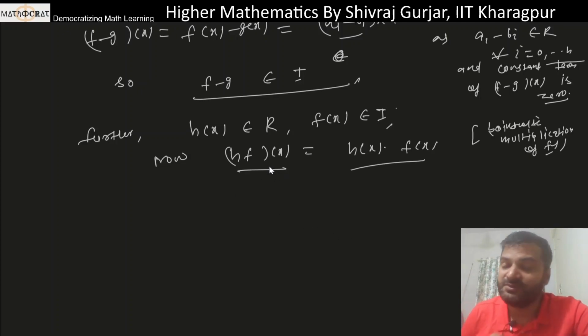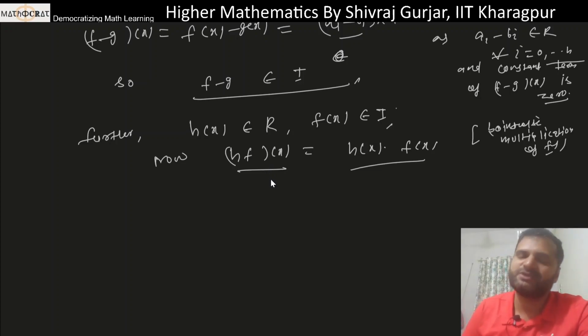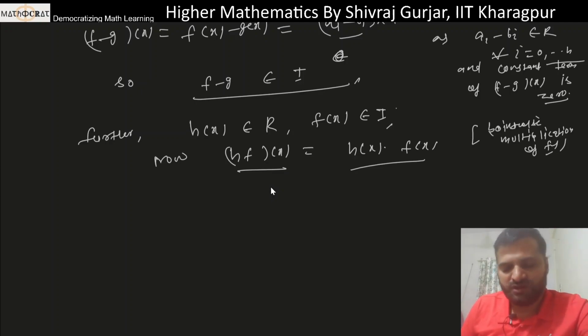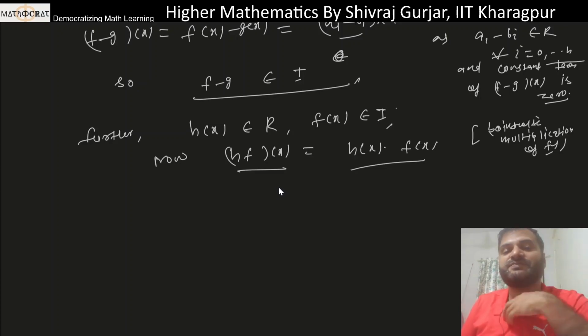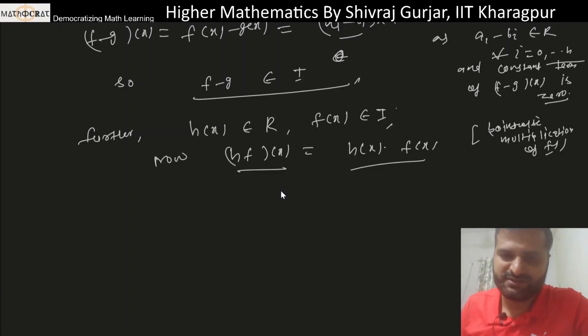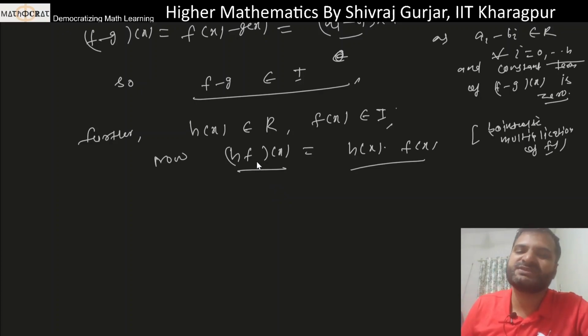Always remember that when we discuss polynomial rings or sets of polynomials, the operations of this ring R are point-wise multiplication of polynomials and point-wise addition of these polynomials. Okay. So this is not composition but point-wise multiplication.